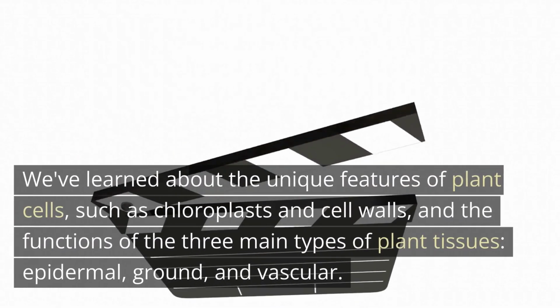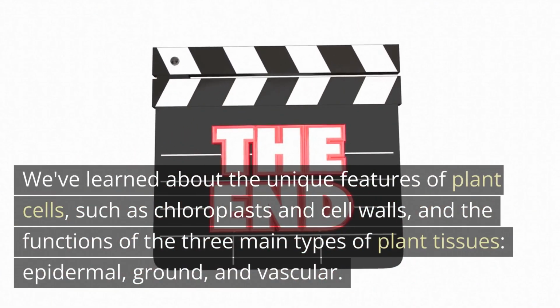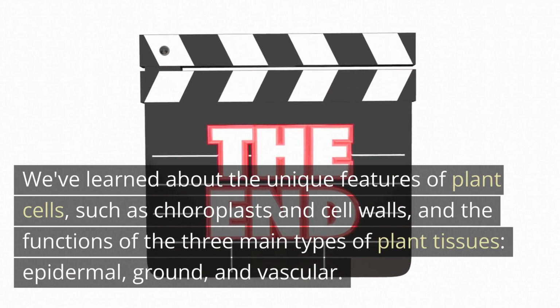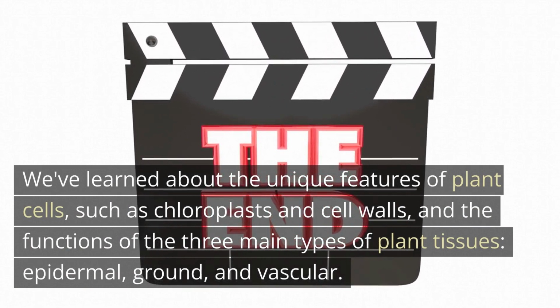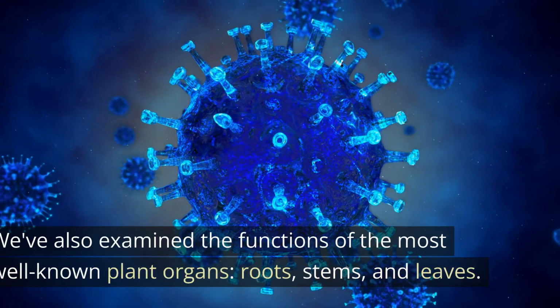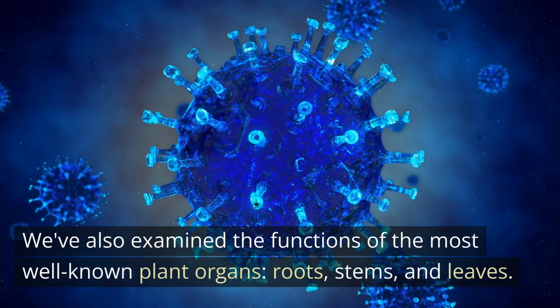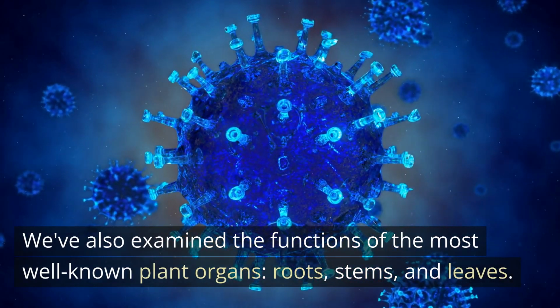We've learned about the unique features of plant cells, such as chloroplasts and cell walls, and the functions of the three main types of plant tissues: epidermal, ground, and vascular. We've also examined the functions of the most well-known plant organs: roots, stems, and leaves.